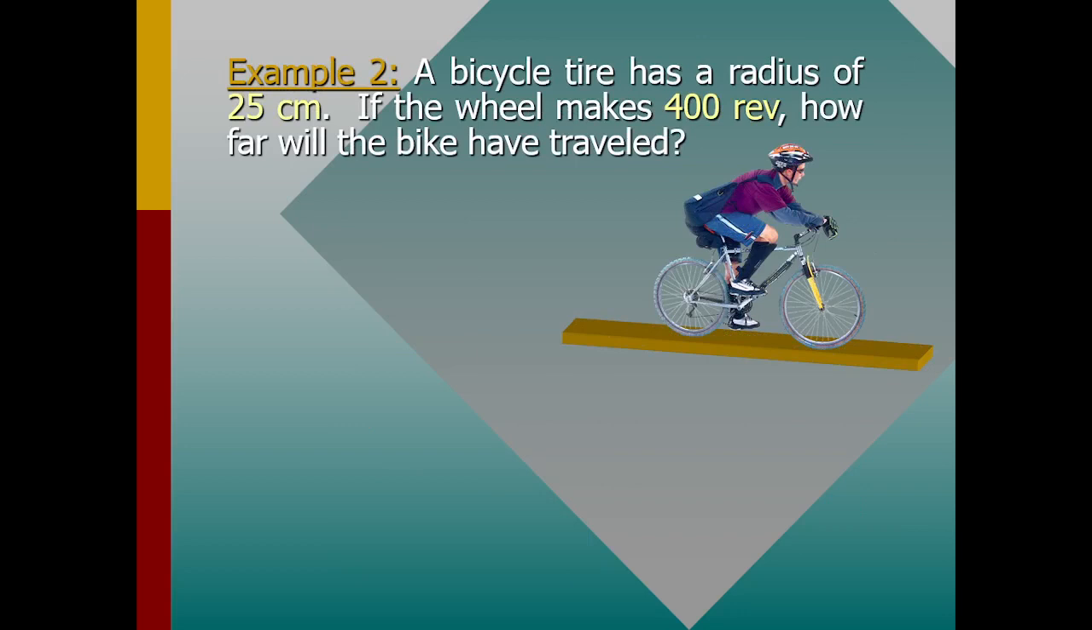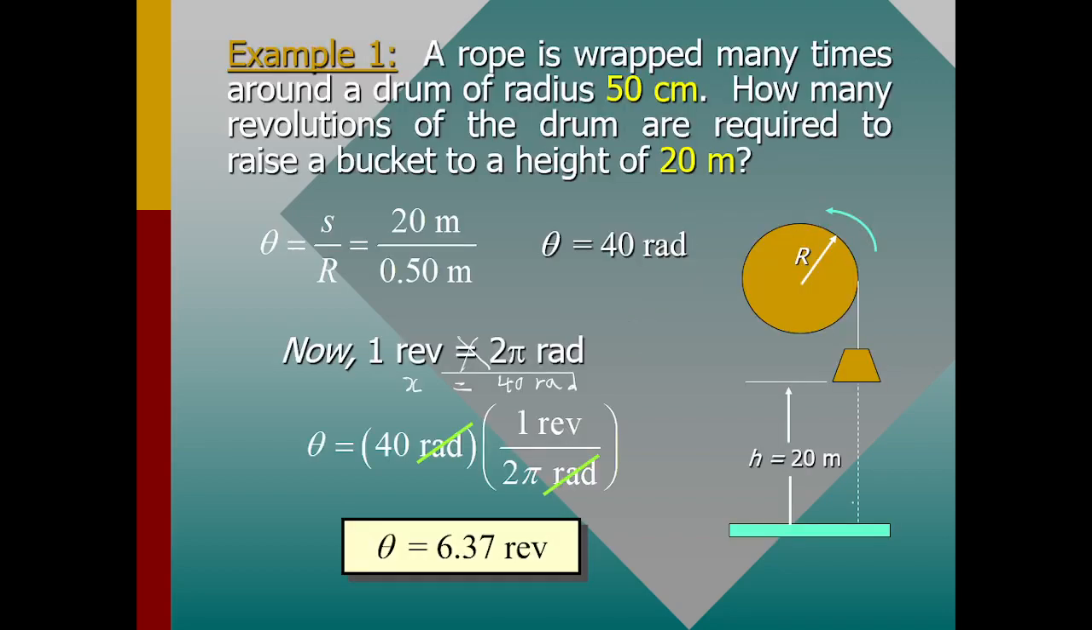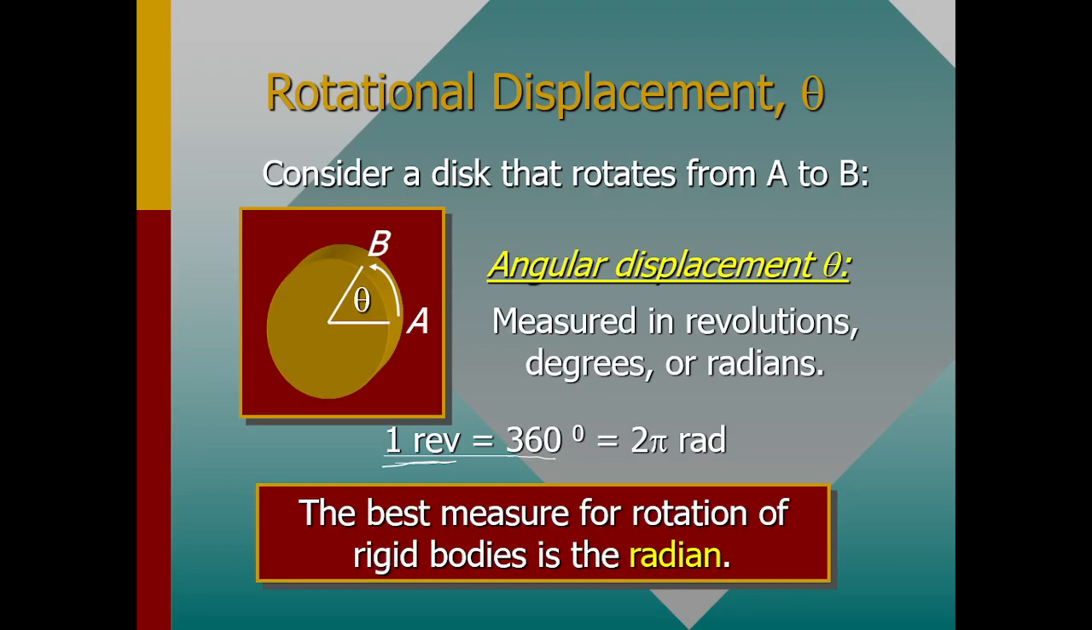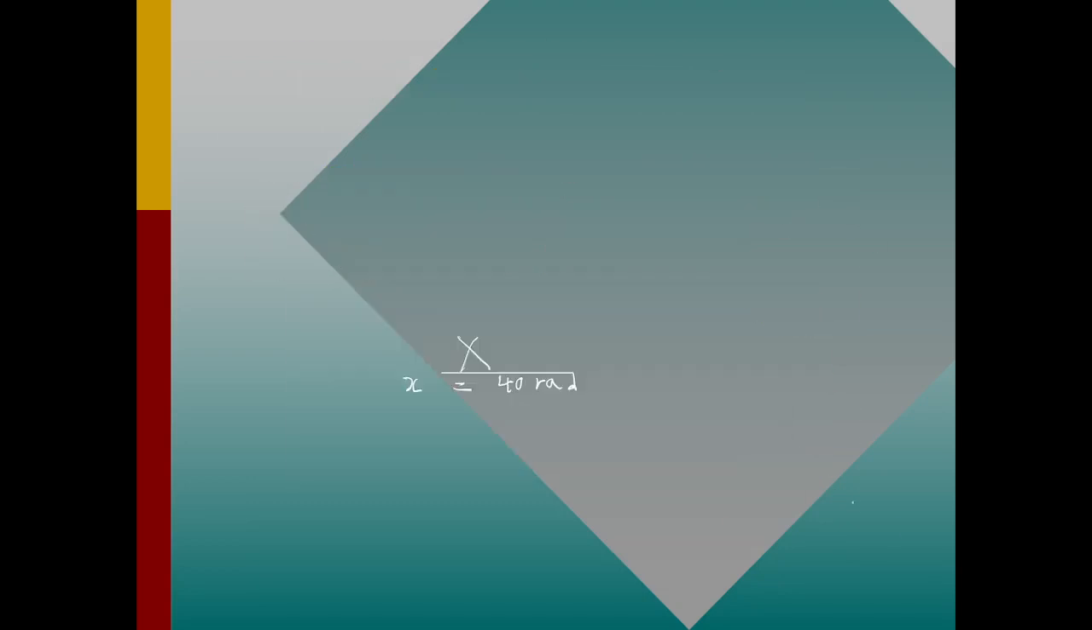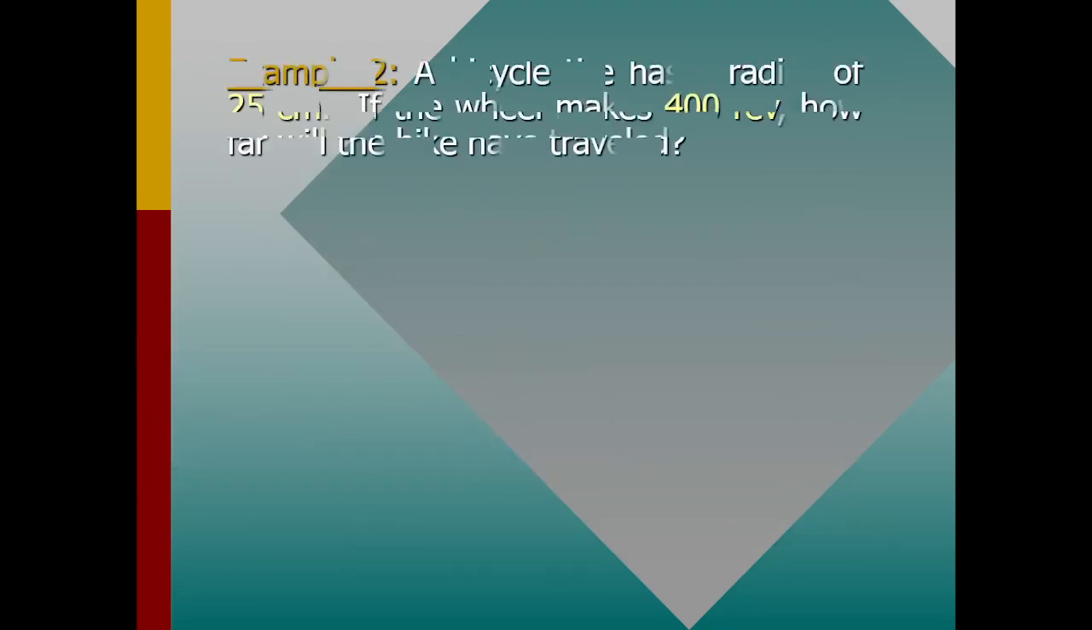A bicycle tire. Yes, Florence, what's your question? I have a question on the formula. Is it a must that 1 revolution is equal to 2 pi rad? Yes, Florence, this is our formula. It's a must. A formula will always remain a formula. It will never change. Alright, let's move on.